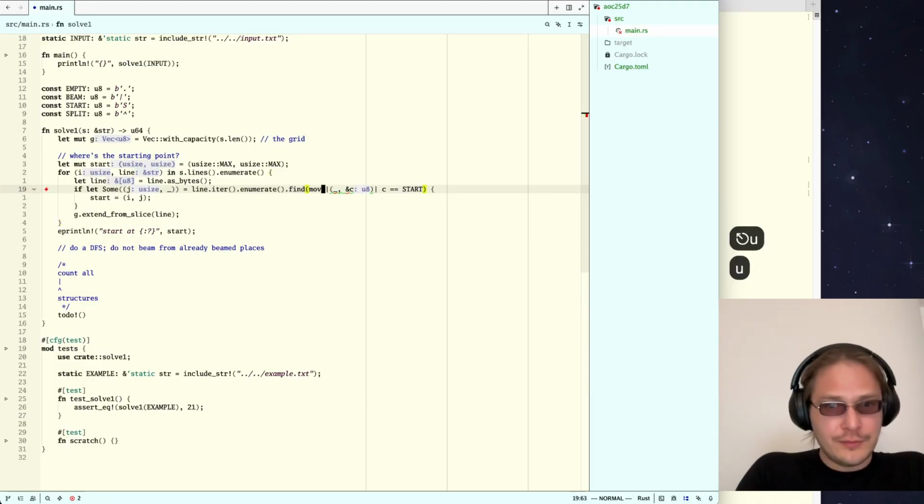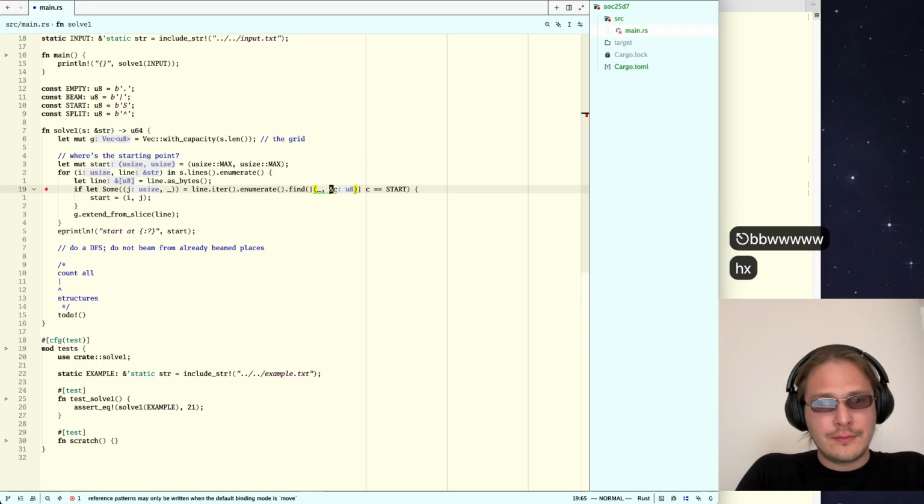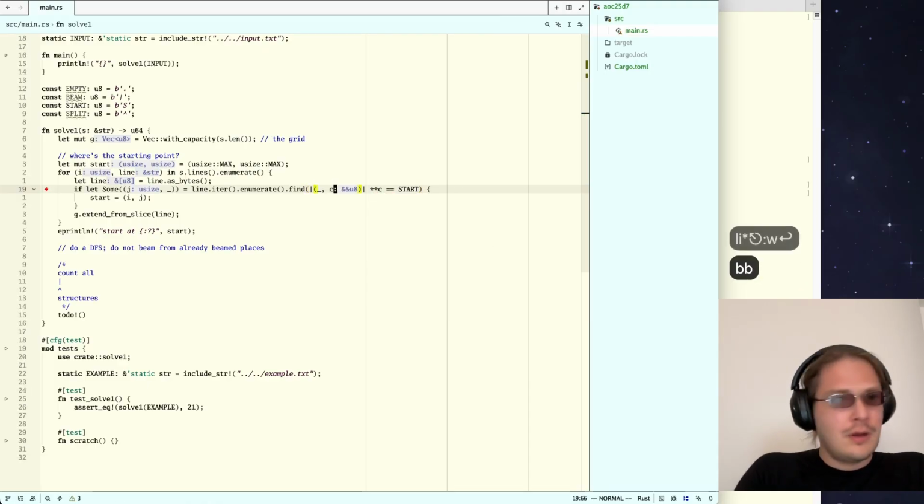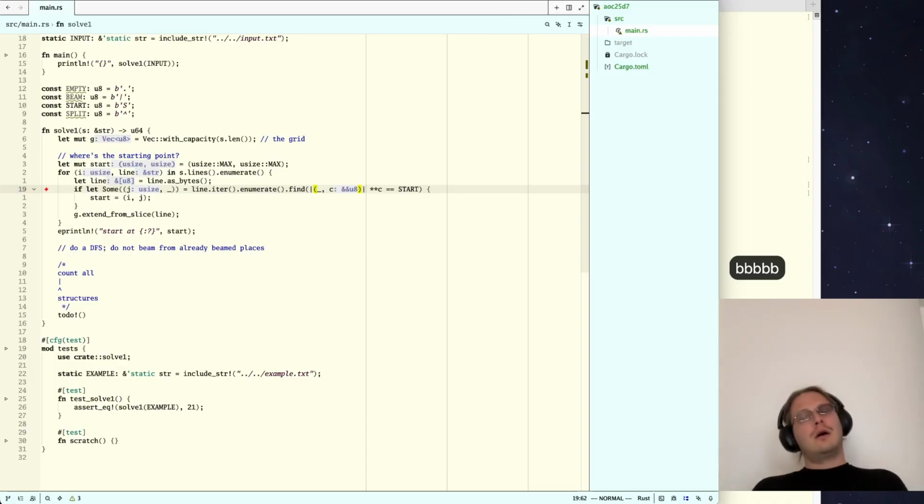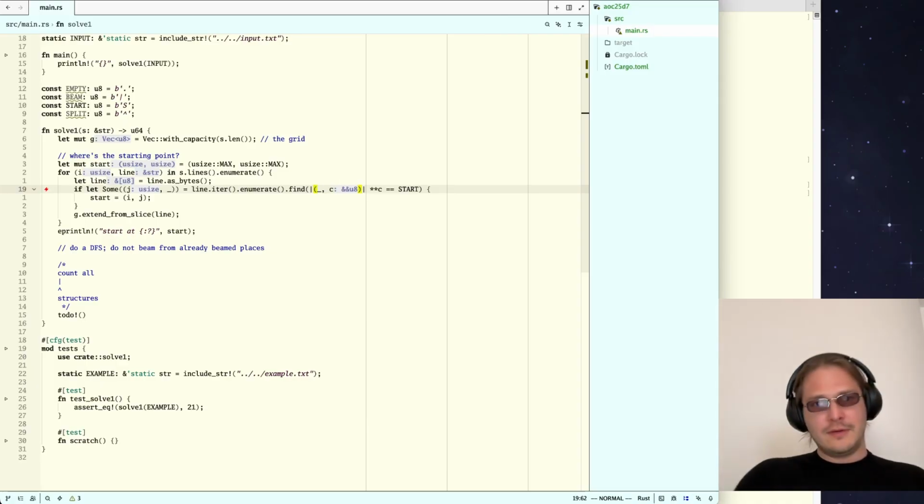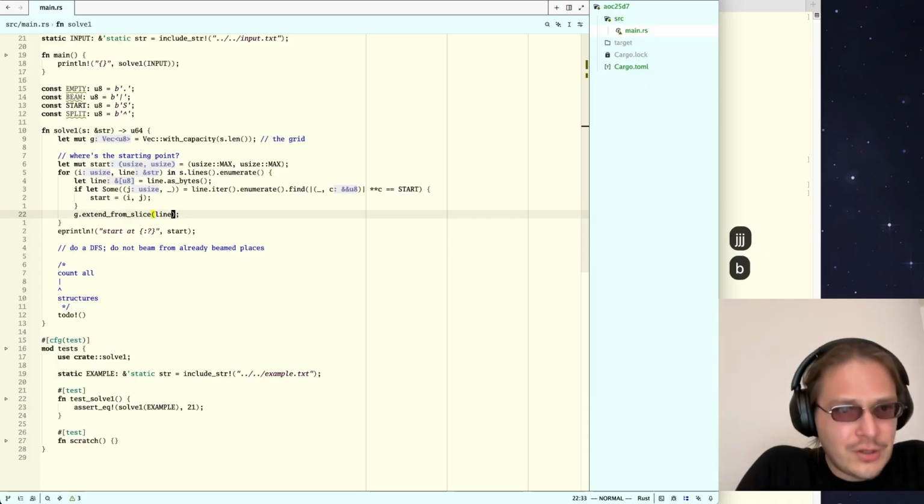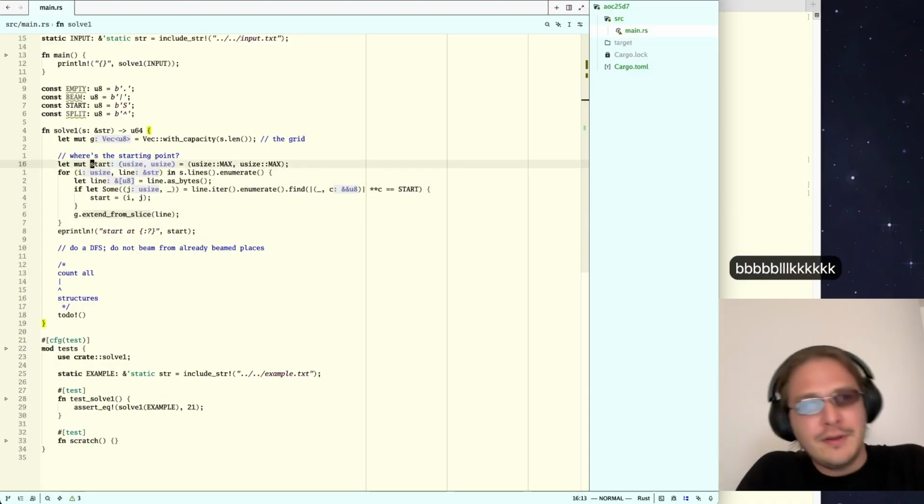No, I'm pretty puzzled. What am I even doing here? Are you happy now? Okay, putting ampersand and stars until rustc is happy was not a joke. Okay, now it's extended from slice.